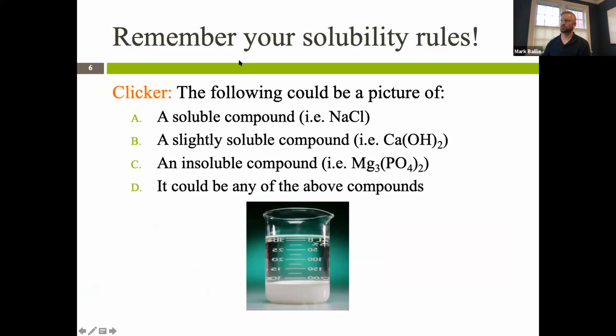Based on what you know of solubility, I want you to look at that beaker there, and tell me which of these three options could be appropriate for what's in that beaker. There are some definitions on the second page of your worksheet for tonight on what soluble, slightly soluble, or insoluble compounds mean, which is a little more detailed than you probably have seen in the past.